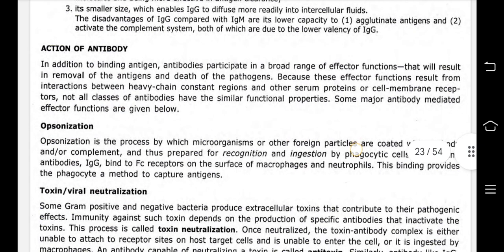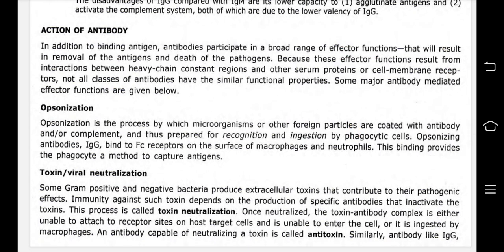An action of antibody: in addition to binding antigens, antibodies participate in a broad range of effector functions that will result in removal of antigens and death of the pathogens. These effector functions result from interactions between heavy chain constant regions and other serum proteins or cell membrane receptors. Not all classes of antibodies have the same functional properties. Some major antibody-mediated effector functions are given below.